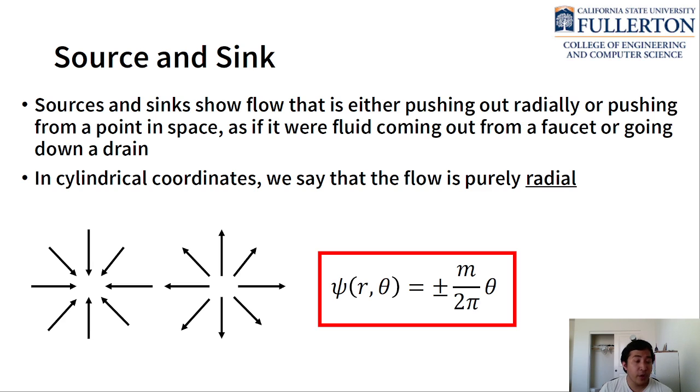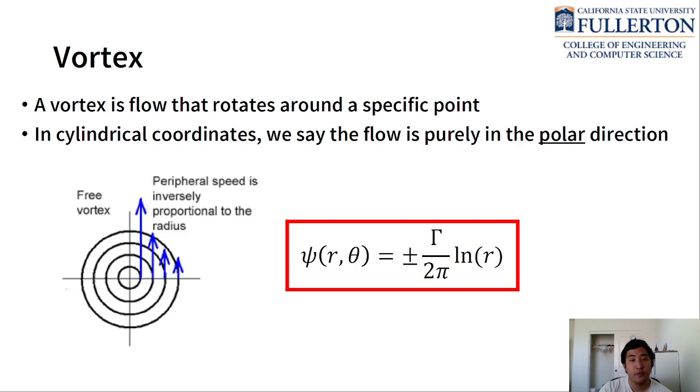And because we have flow that's pointing out in a circle, it's most natural to think about this in cylindrical coordinates, and so we express the stream function in cylindrical coordinates as well. So it's m over 2 pi times theta. Where m is a special parameter that defines the volumetric flow rate of the source and sink, so you can think of it almost like the strength. And of course, the sign here determines whether it's a source, positive, or a sink, negative.